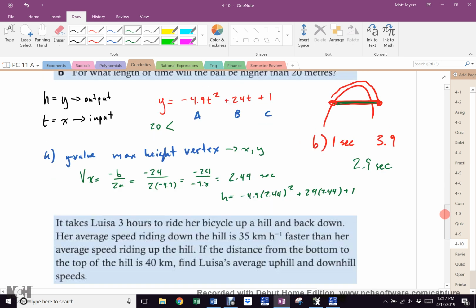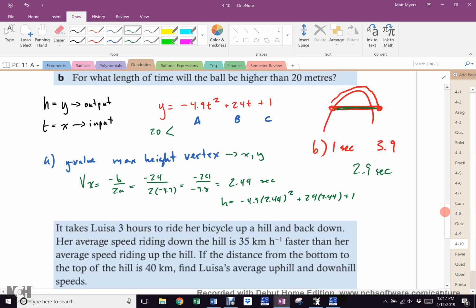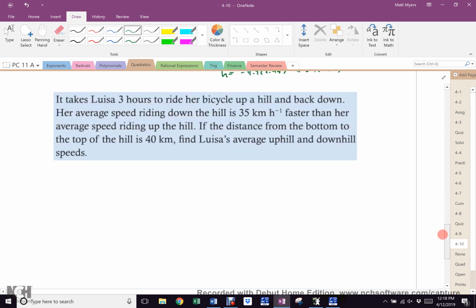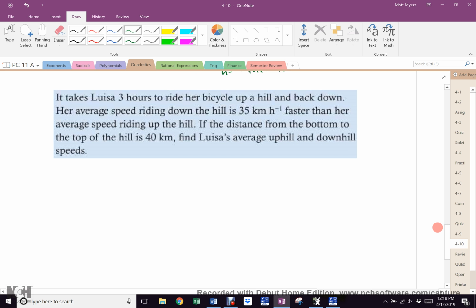Okay. Now, we've done one without a calculator. We've done one with the calculator. We've done one with a graphing calculator. Everyone's cool, yes? Now, let's put it all together and decide which one we're going to use here. Read the question. Now, there's a bit of a typo there. That's supposed to say kilometers per hour, and there's not supposed to be a little -1 there.